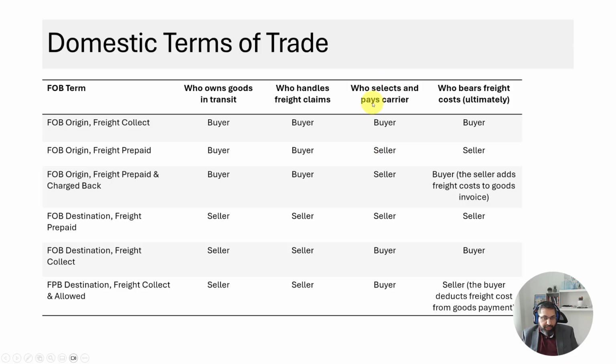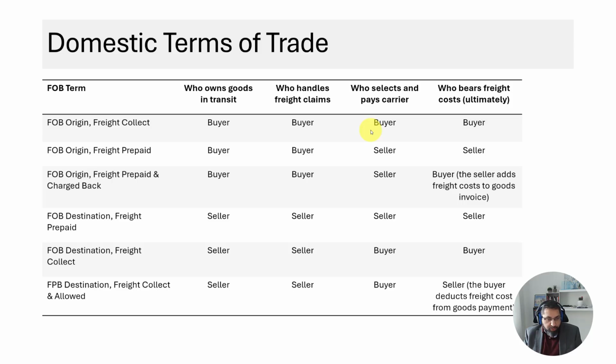Okay. Let's look at the third column. Who selects and pays the carrier? Okay. So here, prepaid is always going to be the seller, and collect is always going to be the buyer. Collect means the buyer will pay the transportation company, and whoever is going to pay is also the one who's going to say, okay, this company is going to move the goods, because you hire the company. If you are going to pay them, you hire them. So whenever it says collect, that means the buyer is going to pay for transportation and the buyer is going to hire the transportation company. Whenever it says prepaid, whether it's simple prepaid or prepaid and charged back, either way, the seller will pay and select the transportation company.